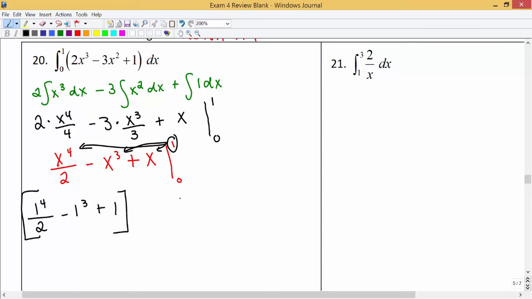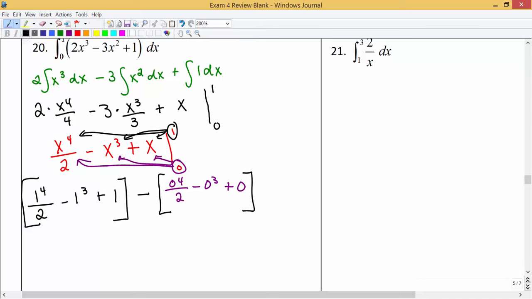So there's the upper limit of integration minus, remember we always subtract, and now we're going to put in the lower limit of integration. So we're going to put a 0 in place of x everywhere we see an x in the antiderivative. So that would be 0 to the 4th divided by 2 minus 0 cubed plus 0. And we're going to simplify and do the arithmetic here. 1 to the 4th is 1, so we end up with 1/2. 1 cubed is also 1, so minus 1 plus 1.